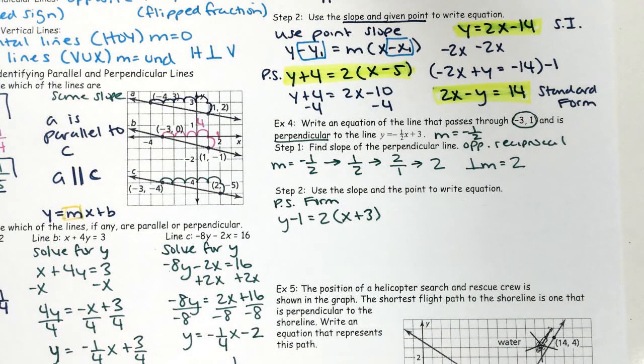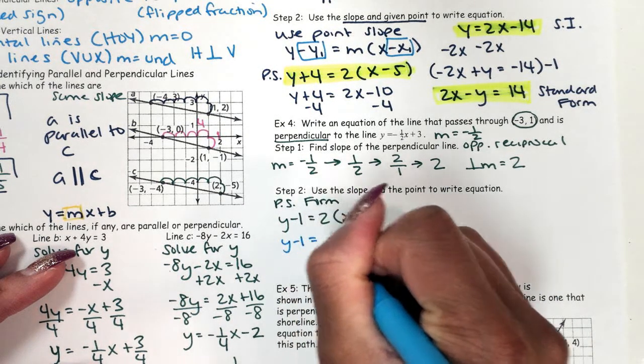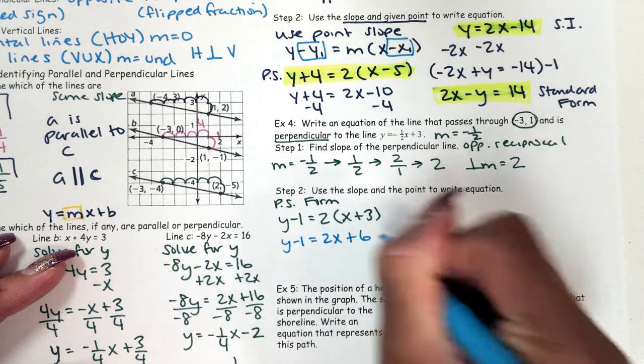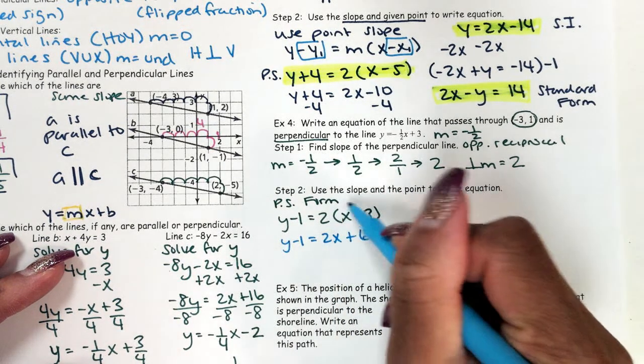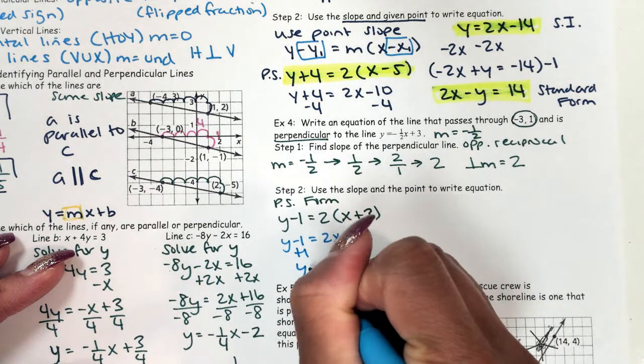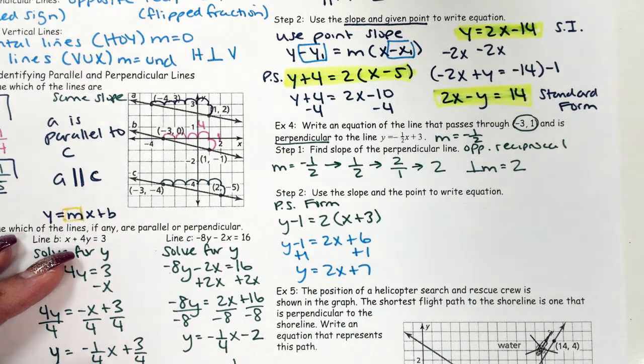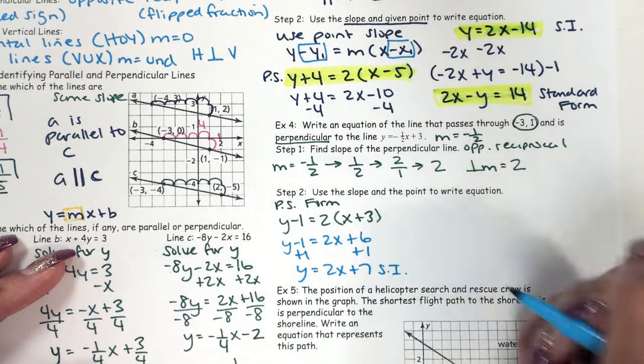Now, if I wanted slope intercept form, I'm going to distribute. So then I have y minus 1 equal to 2x plus 6. That's after we distribute to both terms, and I'm going to add 1 to both sides. So y equals 2x plus 7. Okay, so there is our slope intercept form.